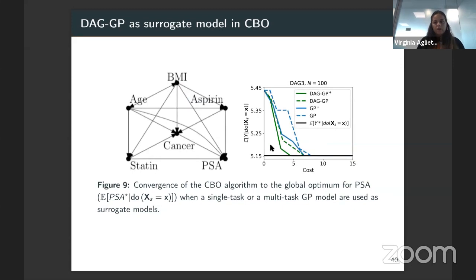So we also tried to run CBO and this version of CBO with the multitask model for a real data example. This is one of the examples that I showed you at the beginning, where we are trying to minimize the level of PSA by acting on statin and aspirin. And you can see how, again, the DAG-GP model converges to the true optimal value faster than when using a single task model. Here we assume a unit cost per each intervention. So after five interventional values, we are able to say what is the optimal intervention to perform.